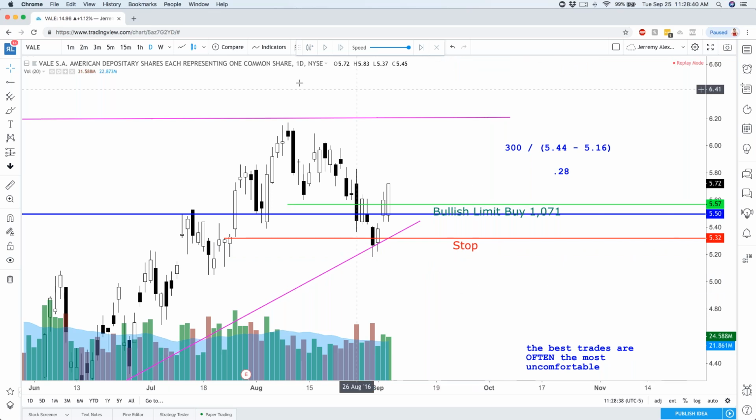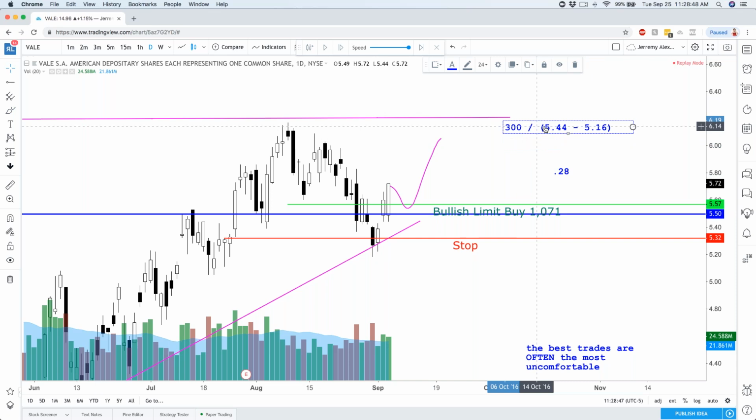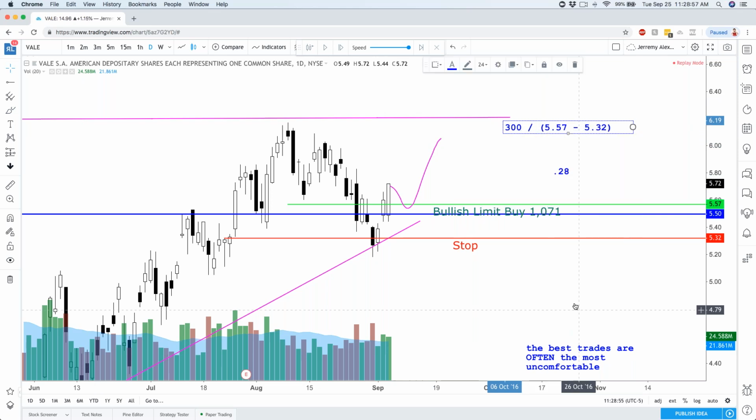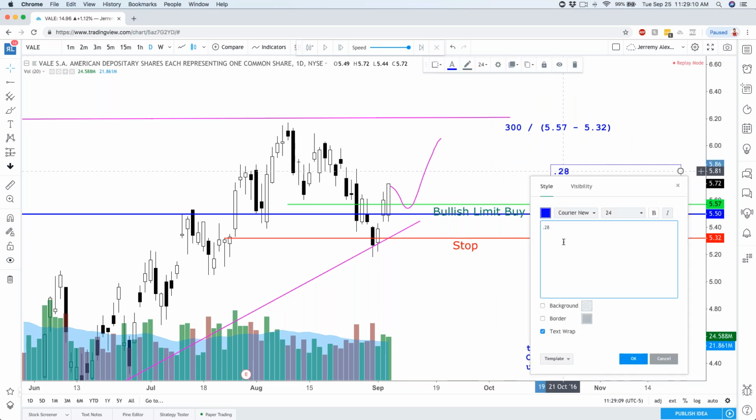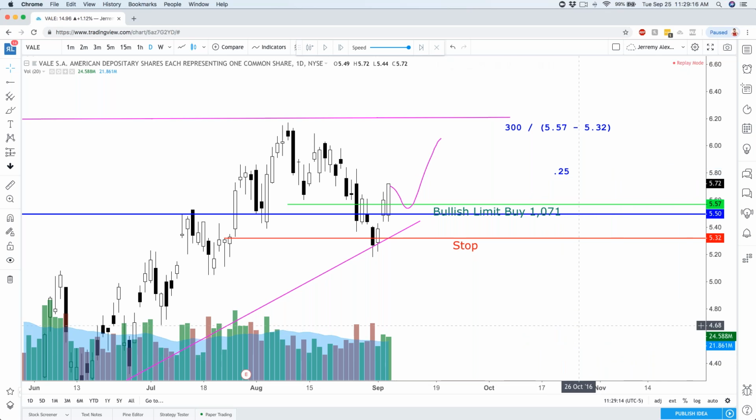And again, what I'm trying to accomplish on this one is to see if it does something like this, right? A pullback, buy the dip. And now you're going to have to change your math formula because you've adjusted your numbers. 557 by 532. Okay, so when you do that math, 557 minus 532 is 25 cents. So now we're dealing with 25-cent risk. And so if we have a 25-cent risk, that means that we are going to be doing 1,200 shares.